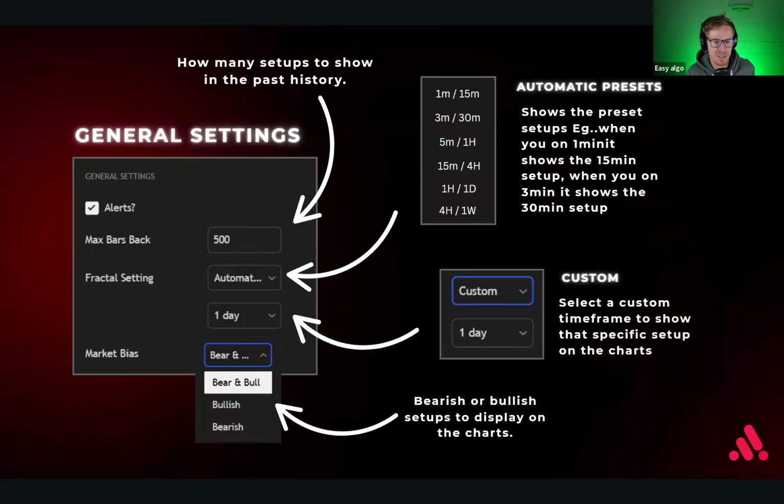So I'm going to break down the general settings to begin with. If you zoom in and look at the settings, this is going to be the first settings we get, which are our general settings. And this gives us a setup or framework on the presets or the automated presets. So you'll see over here, first we get the bars back, and this just lets you know how far back you want to see the setups.